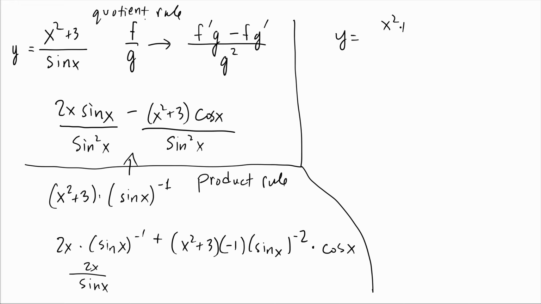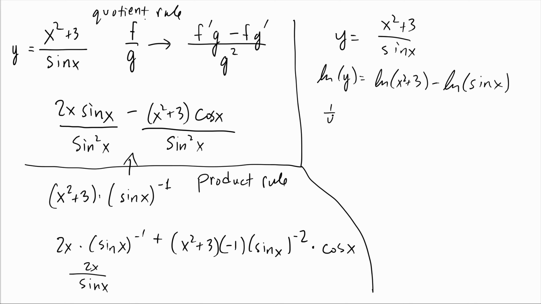Y is equal to x squared plus 3 over sine x. Why don't we just take the natural log of both sides? Natural log of y is equal to the natural log of x squared plus 3 minus the natural log of sine x. Now take the derivative of both sides. This side, it's going to be 1 over y, but with the chain rule, you have to multiply by the derivative of y, y prime.